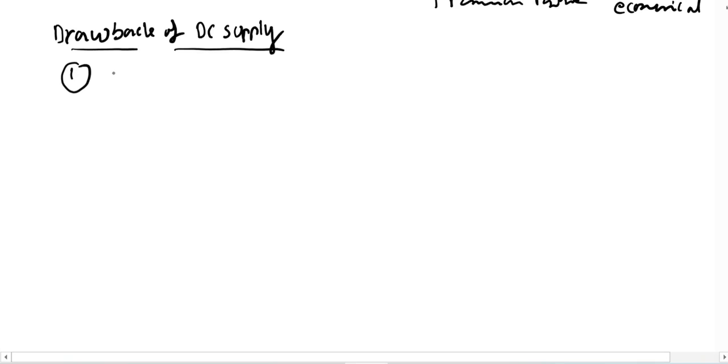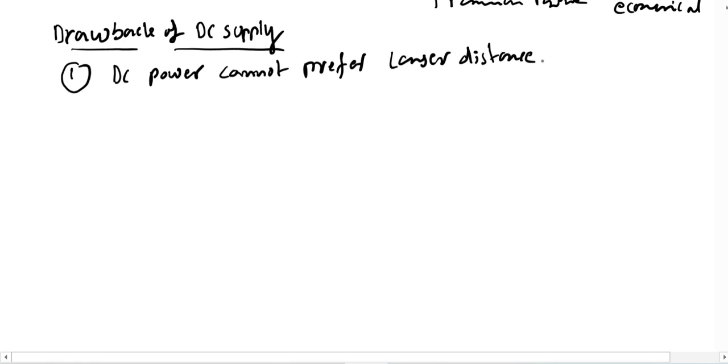So I can write: DC power cannot be preferred for longer distance, due to more losses. So this is the point you need to understand here.